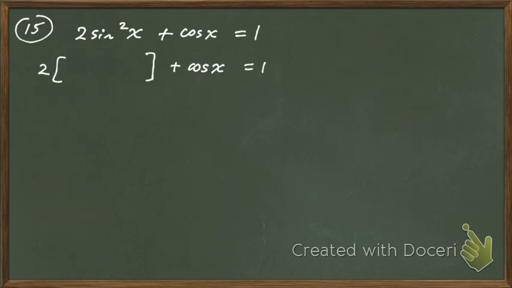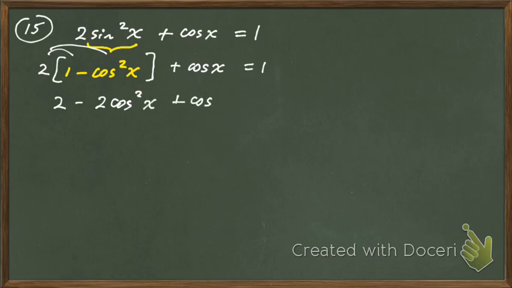Cosine has to pretty much remain cosine. I'd like to change everything to things involving cosines. So sine squared could be called 1 minus cosine squared, I believe. If you distribute this 2, what would you have? 2 minus 2 cosine squared of x plus cosine of x equals 1. So I'm going to add everything to the right. I'm going to add the 2 cosine squared. I'm going to subtract the cosine over. And if I subtract 2 from 1, I think it's -1.